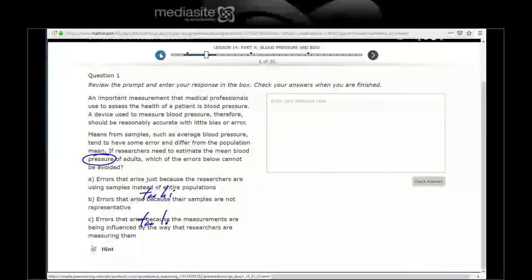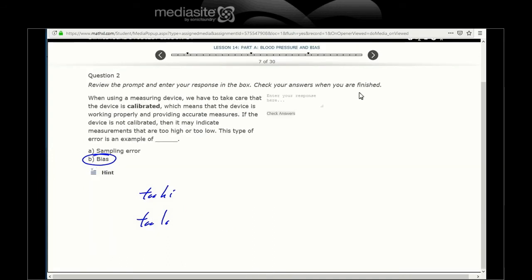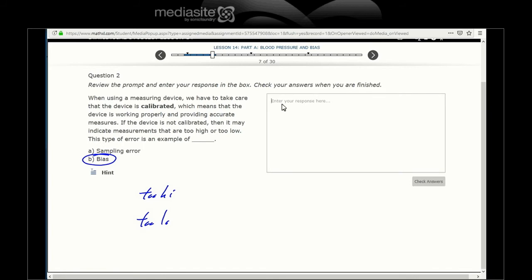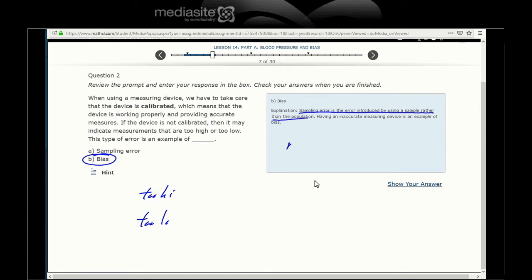Remember, sampling error is error introduced by using a sample rather than the population, n versus N. Like I said, n is typically much smaller than N. Having an inaccurate measuring device is an example of bias.